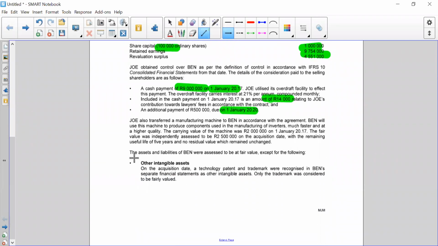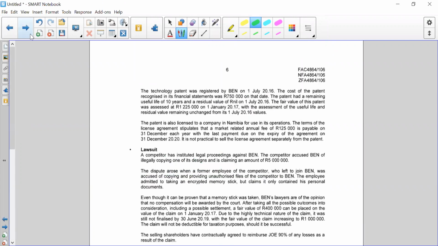Assets and liabilities were assessed to be at fair value except the following. Other intangible assets on the acquisition date: a technology patent and a trademark were recognized in their separate financial statements as other assets, but only the trademark was fairly valued, which means we'll probably have work to do on the technology patent. The technology patent was registered by Ben on the 1st of July 2016, and the cost at that date was 75,000 Rand.